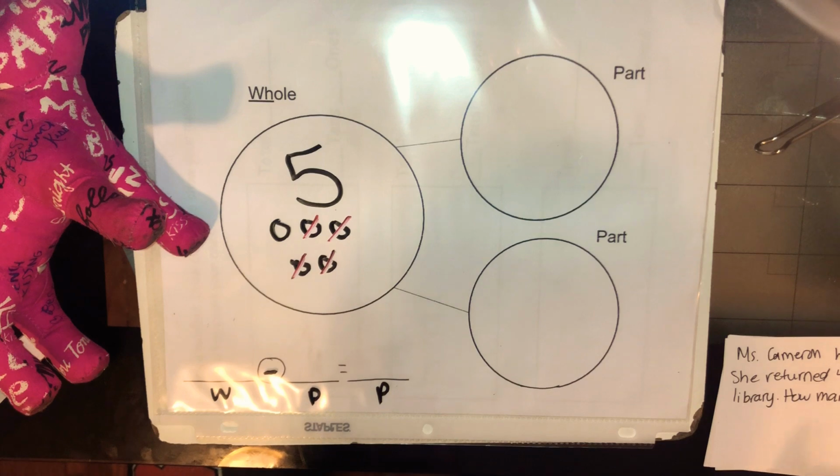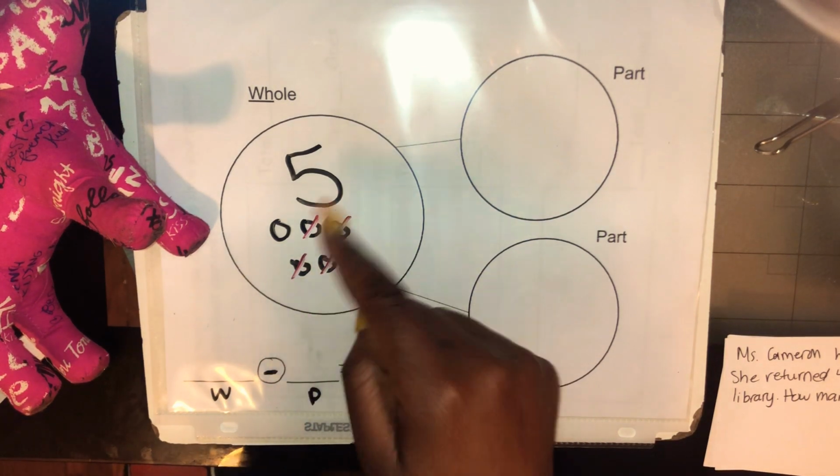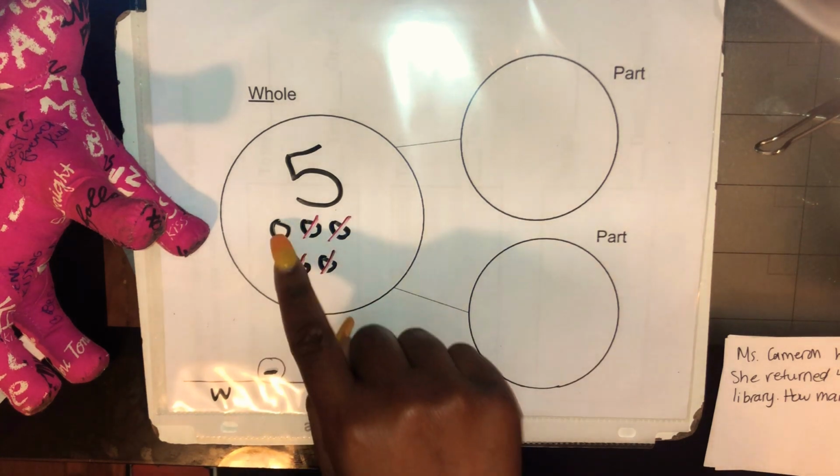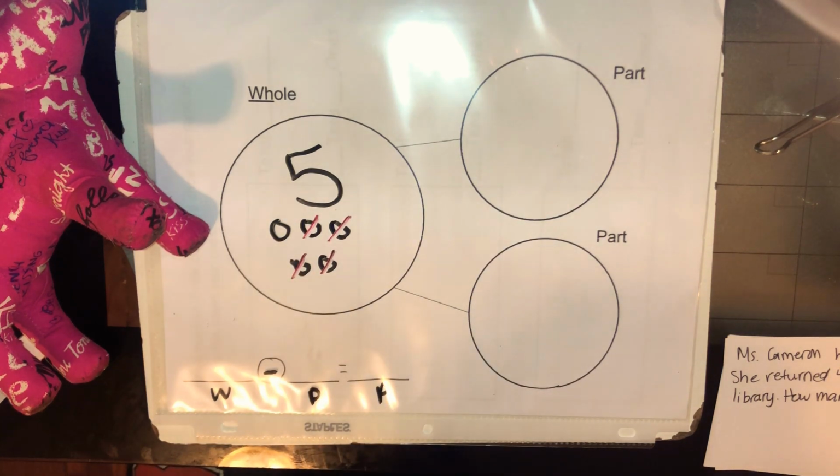Okay. Then I said, what happened? You said you took away 4. So I took away 4. 1, 2, 3, 4. How many do I have left? 1. Okay, so now I'm going to show it in my parts.